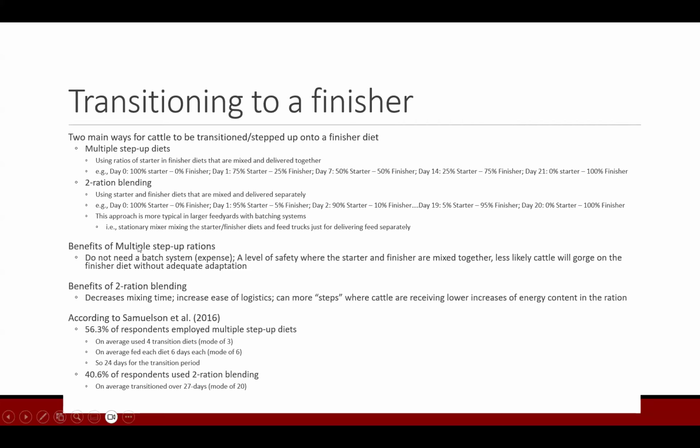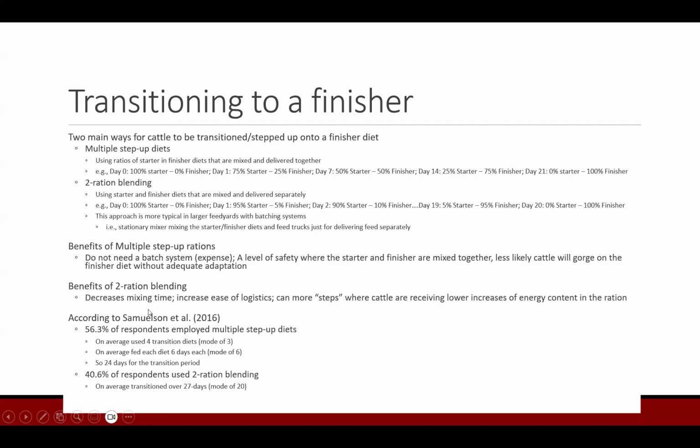So, benefits of multiple step-up rations. You do not need a batch mixing system. There's a level of safety in delivering the starter and finisher mixed together. You have less likelihood of cattle gorging on a full finisher if they're blended together. You're less likely to have cattle gorge on the finisher diet without adequate adaptation, so there's a little extra layer of safety there.